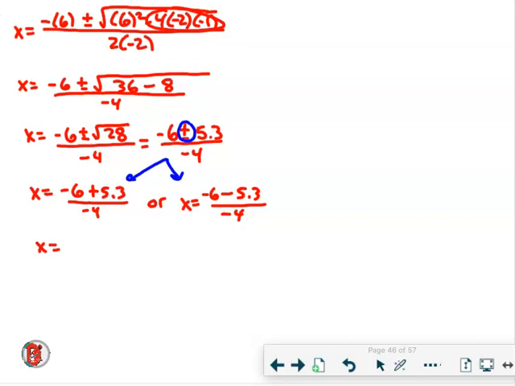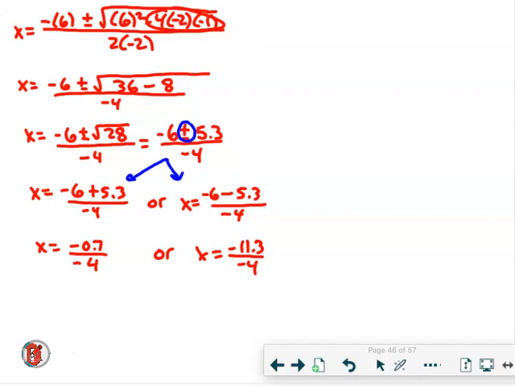-6 plus 5.3 is -0.7. So I have -0.7 over -4, or x is equal to -11.3 over -4. And we'll just go to the calculator for that. The negatives are going to cancel out in both of these situations, and we'll end up with our final answers here. So we'll have 2 positive numbers.